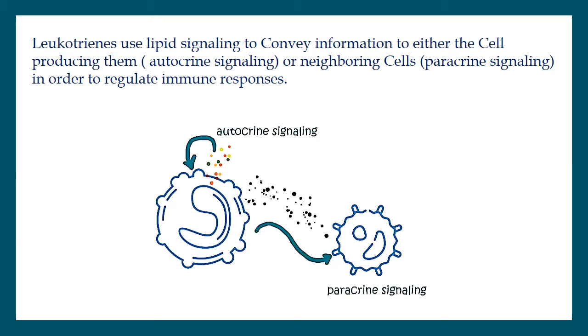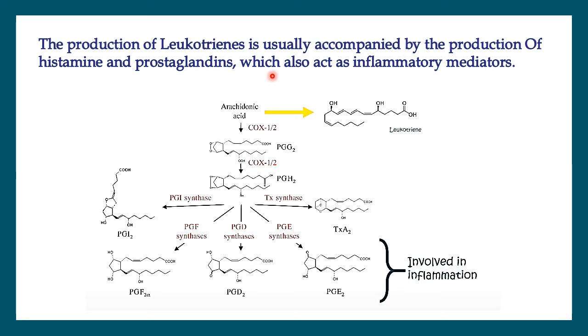Leukotrienes are lipid-based signaling molecules which can convey paracrine and autocrine modes of signaling, and they are pretty common in the immune system. So they could either give rise to autocrine signaling, or they can give rise to paracrine signaling between leukocytes. The production of leukotrienes is usually accompanied by production of prostaglandins and histamines, which are other inflammatory mediators. So from arachidonic acid, on one hand there could be production of leukotrienes, and on the other hand there could also be production of prostaglandin derivatives, which also take part in the inflammatory response.